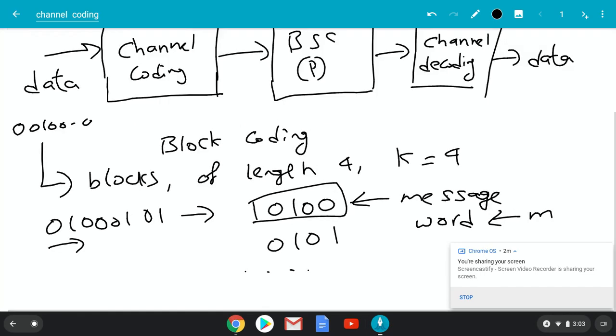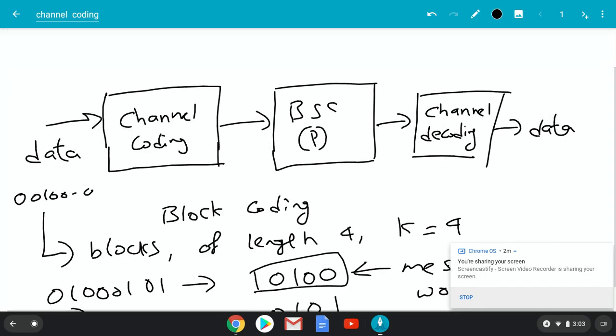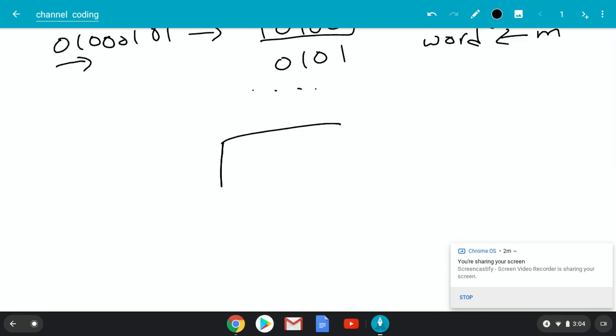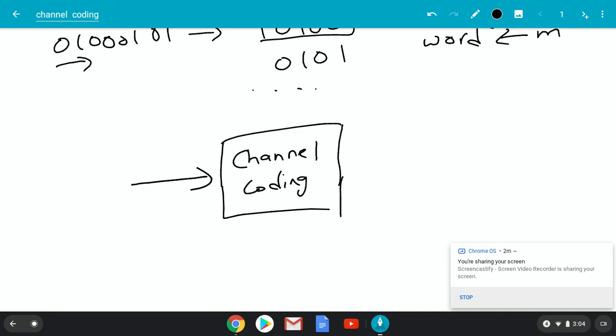So now that means that the input of the channel coding we have m, right? And at the output we get c, which is where you convert a block of data bits into a block of code bits. This block of code bits is called a code word. So let's look into the channel coding a little bit. The input is data blocks or message words, and the output is code words.